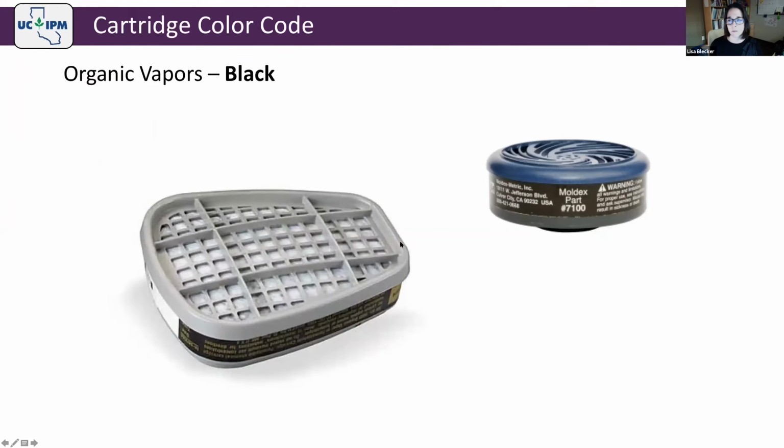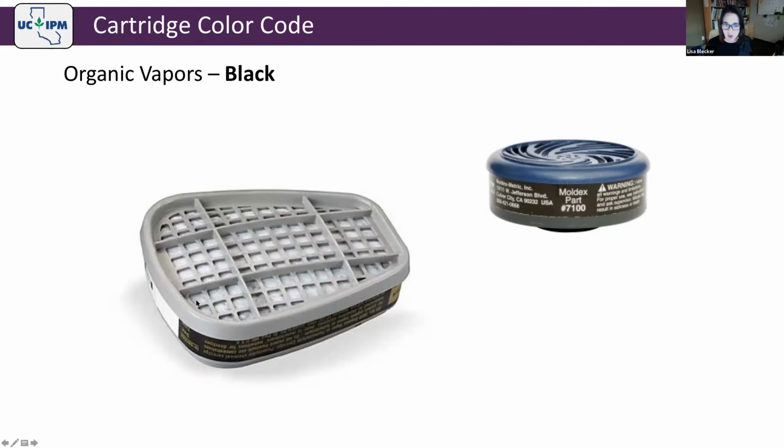So organic vapors are color-coded with a black band. So this right here is a 3M cartridge, and you can see it has a black band, okay? This is a Moldex cartridge, so it's a different brand of respirator. It is also black. So regardless of the company that provides the cartridge, the color coding is going to remain the same. So black indicates organic vapor filtering cartridge, okay?